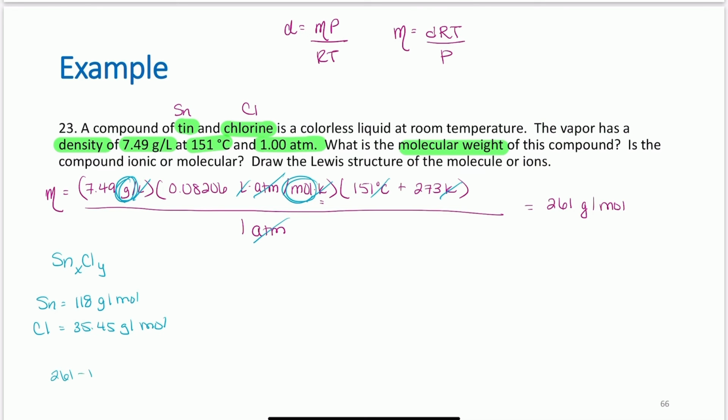So 261 minus 118 gives me the difference. It tells me how many chlorides I have. I find my formula to be SnCl4, or what we can call tin 4 chloride.